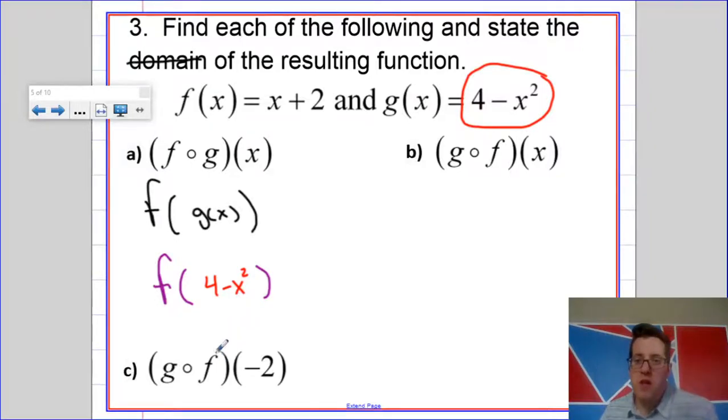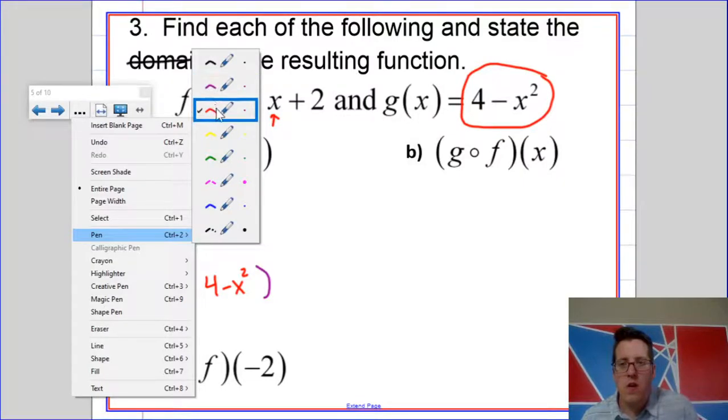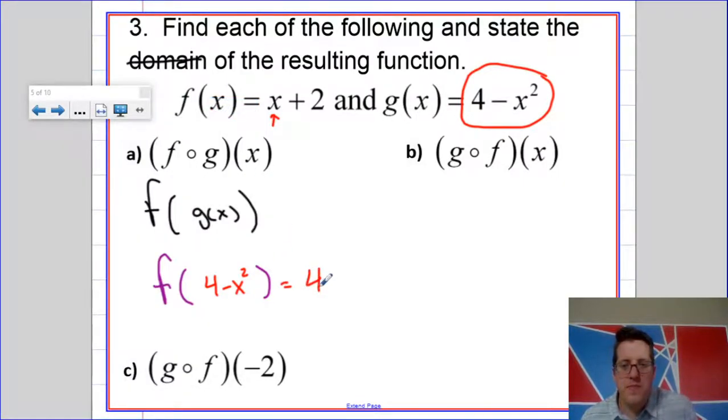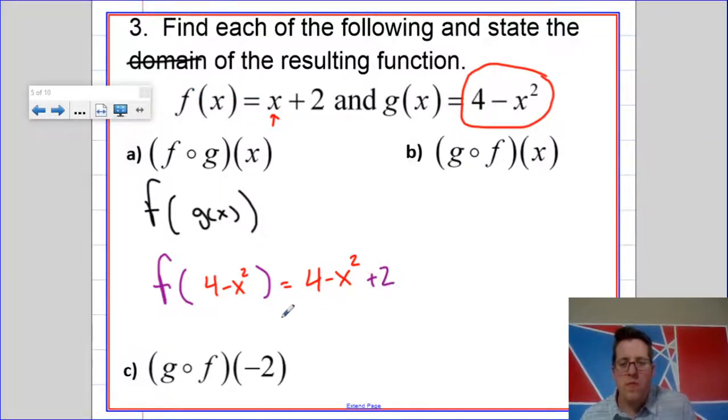So this is where it's really important to remember that a function's job is to, well, in this case, take an input and add 2. So f of Patrick would be Patrick plus 2. I guess I have 2 dogs. Maybe that's what it means. Okay, so f of 4 minus x squared means 4 minus x squared plus 2. So that would be negative x squared plus 6.